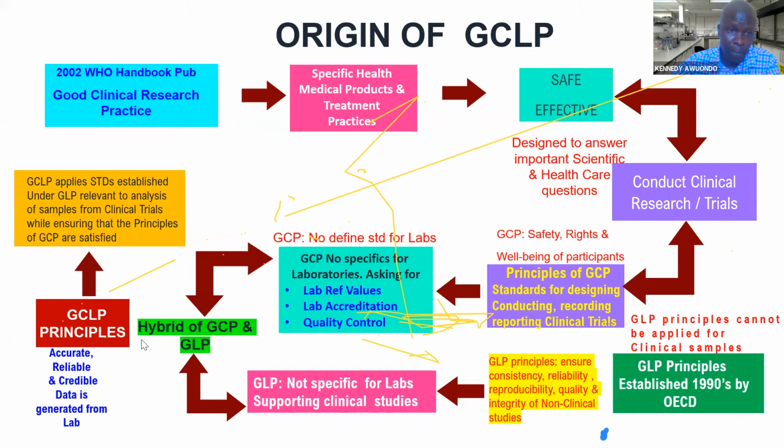GCLP principles ensure that accurate, reliable, and credible data is generated from the laboratory. GCLP applies standards established under GLP, relevant to analysis of samples from clinical trials, while at the same time ensuring that the principles of GCP are satisfied. So that's how GCLP came about.